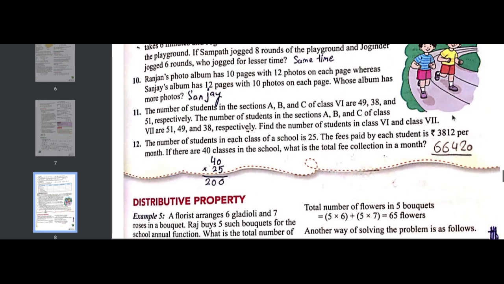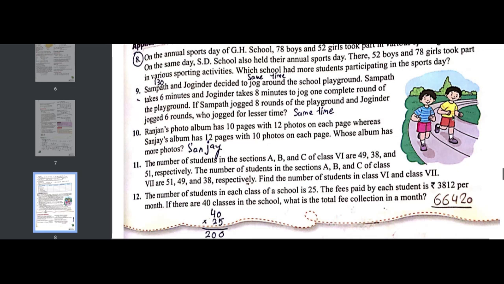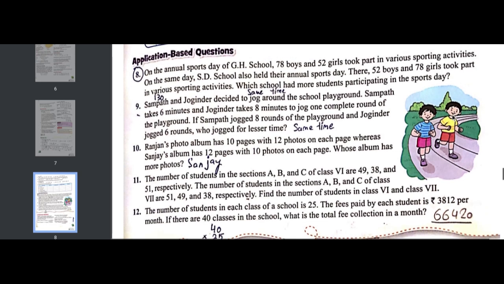Yes. Okay. How many are these? These are only 1, 2, 3, 4, 5. Let's start. First question. On the annual sports day, GH school 78 boys, 52 girls took part in various sporting activities. On the same day, ST school also held their annual sports day. Their 52 boys and 78 girls took part in various sporting activities. Which school had more students participating in the sports day?